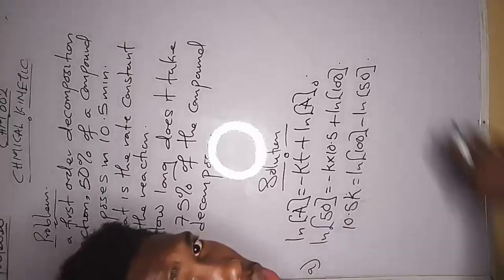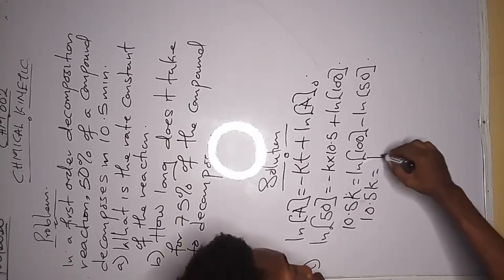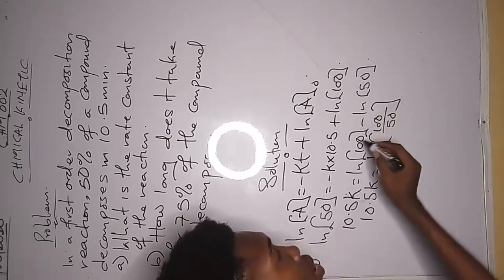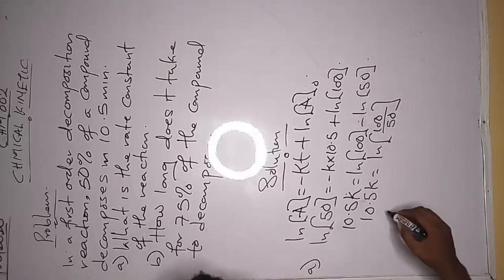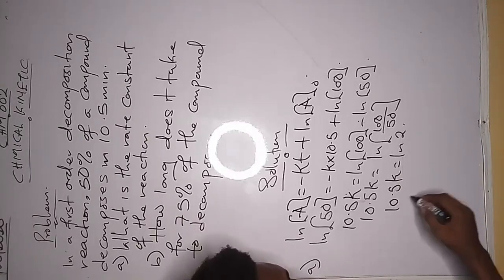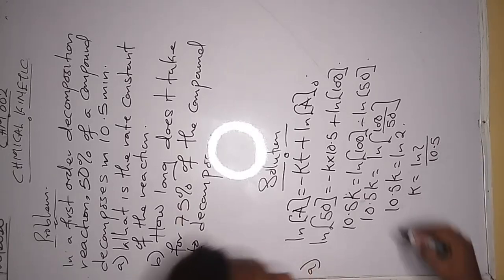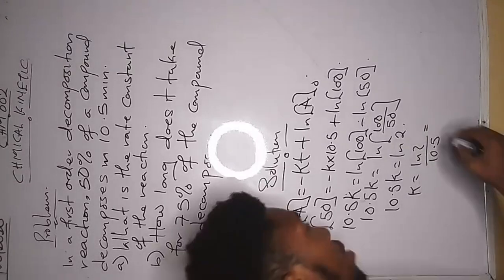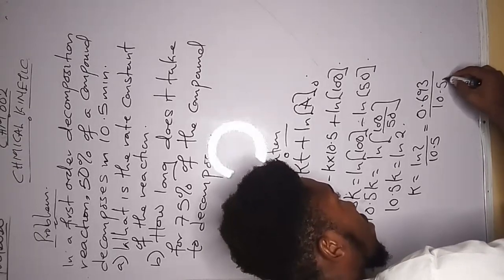This aspect of the topic is very simple. You can just punch this straight into your calculator rather than continue to simplify. But if you want to simplify, this will become ln of 100 over 50, because the minus turns into division. 100 divided by 50, you'll have 10.5 k equals ln 2. So k is equal to ln 2 over 10.5. And what does it give us? ln 2, if you press it into your calculator, is 0.693, all over 10.5 minutes.